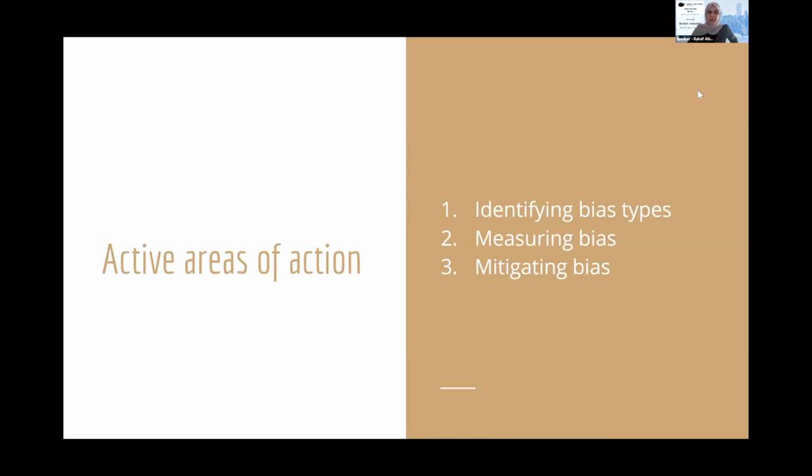Now, going to the areas of action. Okay, we have a biased system. We don't want our hiring algorithm to be biased, and how do we solve that? There are three areas of active research right now. First is identifying bias types. The second is measuring bias, and the third is mitigating bias. So let's start with identifying bias types.